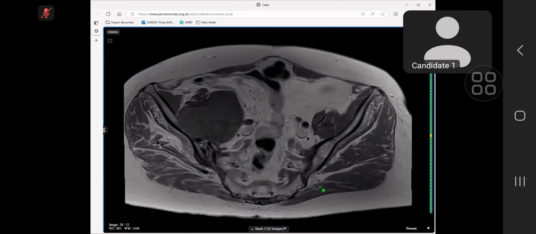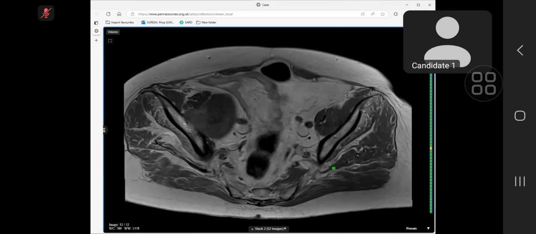This is the same patient. Yes, there is a large soft tissue intensity mass, a low intensity mass seen around the hip joint.